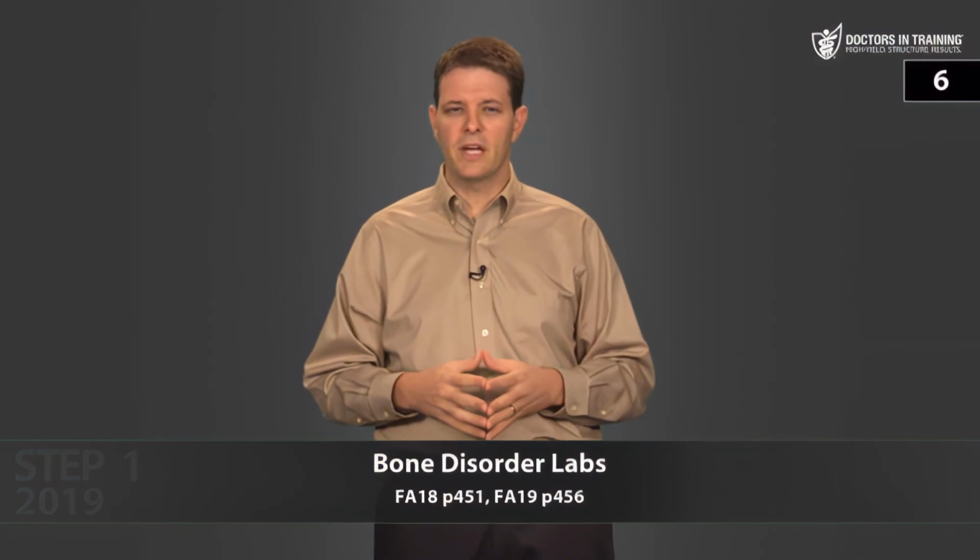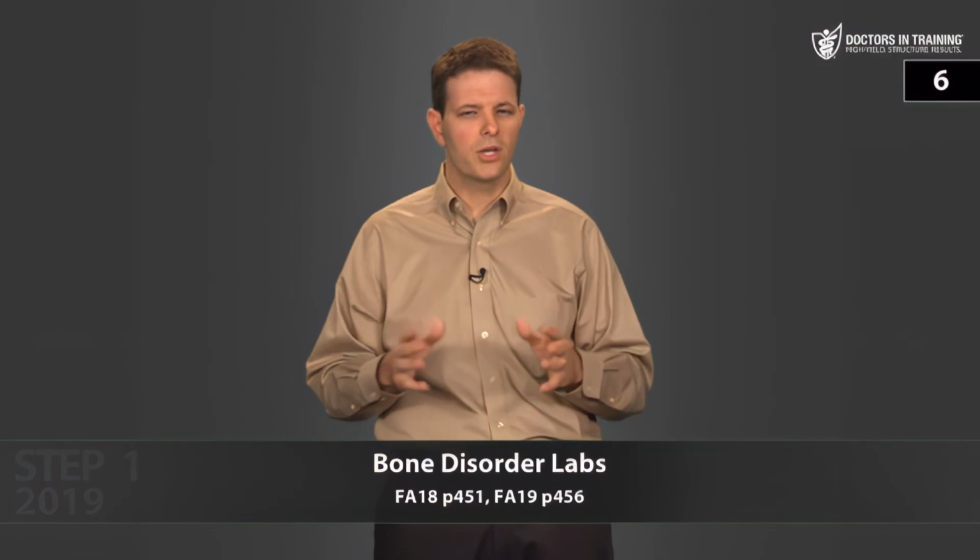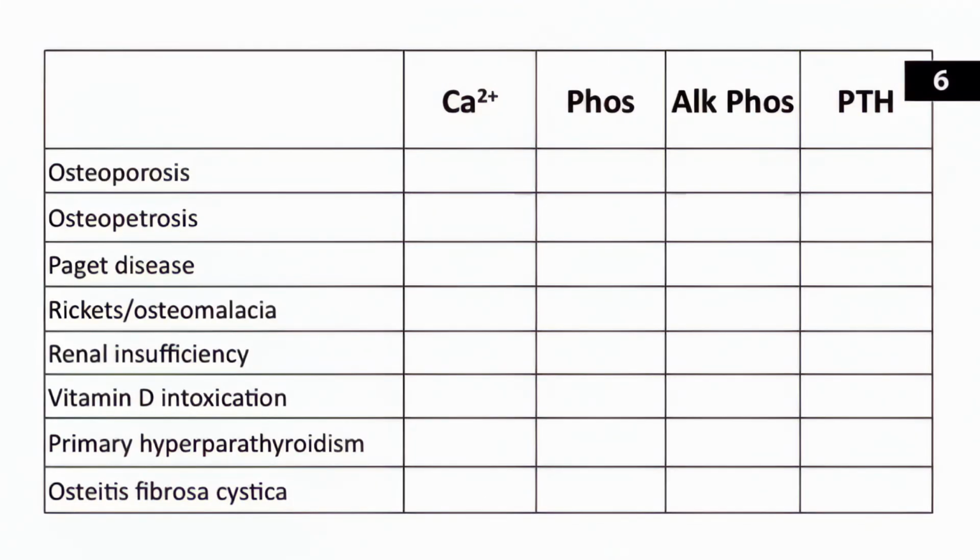Let's compare the lab findings in these major bone disorders. There's a table in your study guide for you to fill out. This is very high yield, 4 or 5 stars. Make sure you know these. In osteoporosis, everything is normal. Serum calcium's fine, phosphate's fine. You're not having any high bony turnover, so alkaline phosphatase is fine. And then PTH is fine.